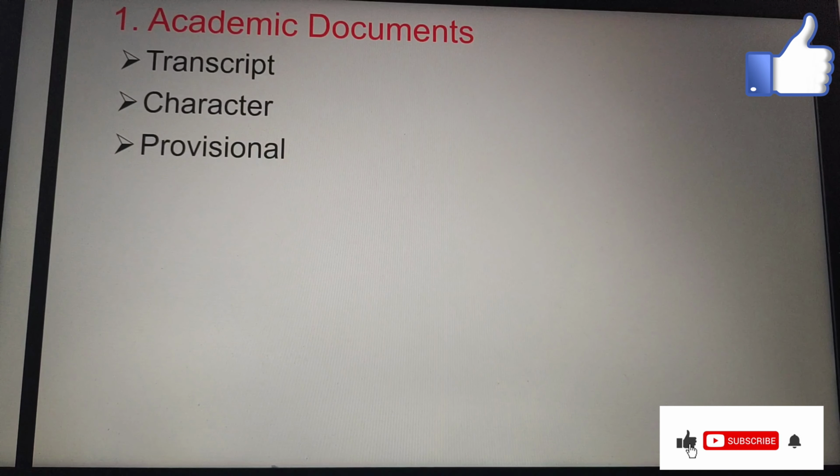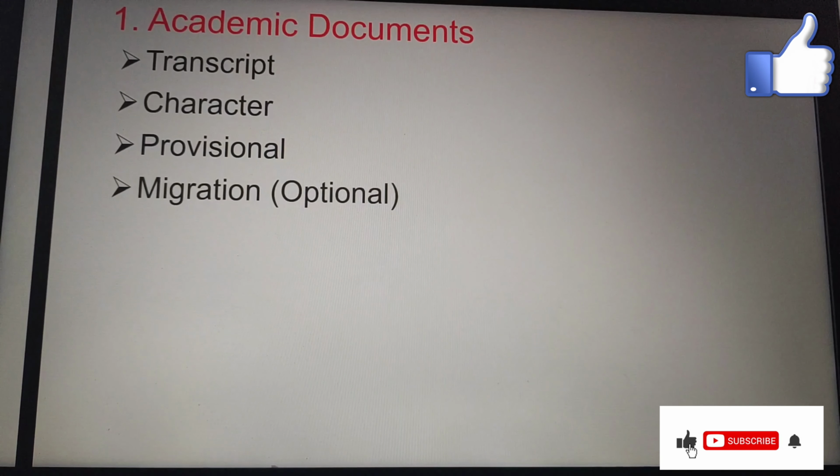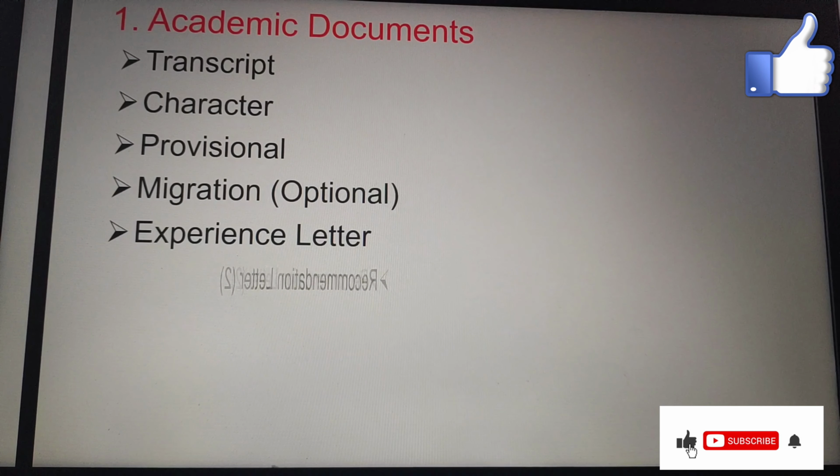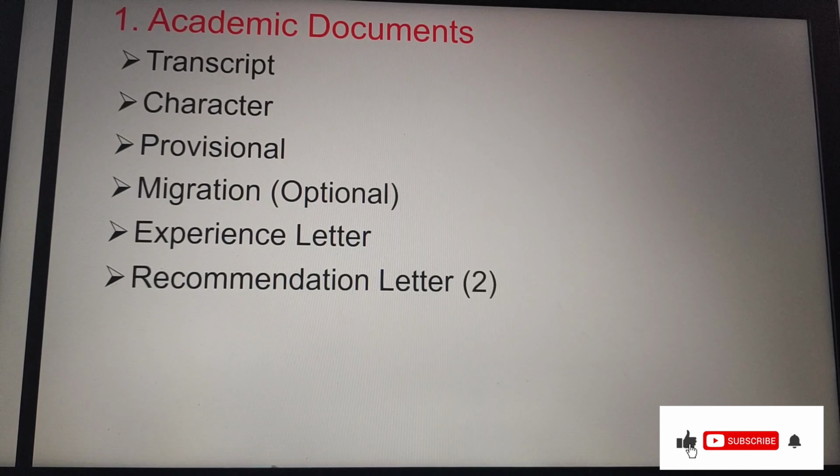Here you need to gather all your academics, including your transcript, your character certificate, your provisional certificate and your migration certificate, which is optional, from 10th grade to your previous education. And also if you have any experience, you can get your experience letter ready, and finally you need a recommendation letter from your professor. Also you can attach each semester mark sheet if you like. It will just take a week to gather all those documents.